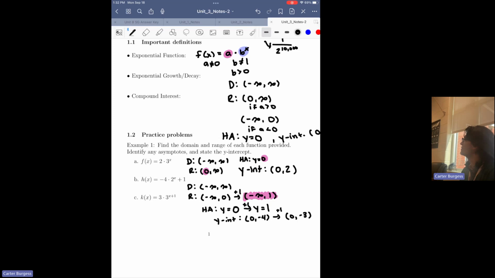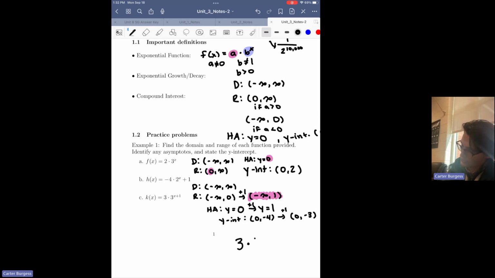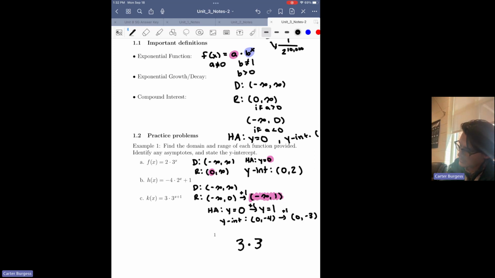Why is that? Well, when we plug 0 into x, what happens to 3 to the x plus 1? Does that b to the power term fully go away? Because of that plus 1, it does not fully go away. So if I have 3 times 3 to the 0 plus 1, this 3 to the 0 plus 1 does not fully go away. This is just going to be equal to 3 times 3, which is 9.